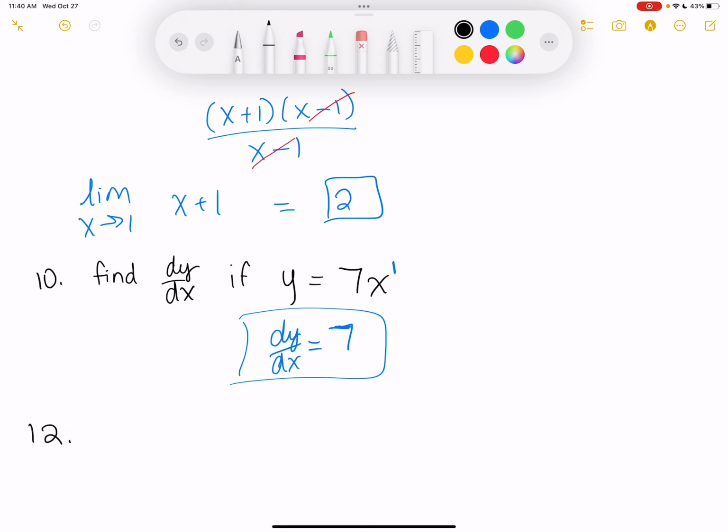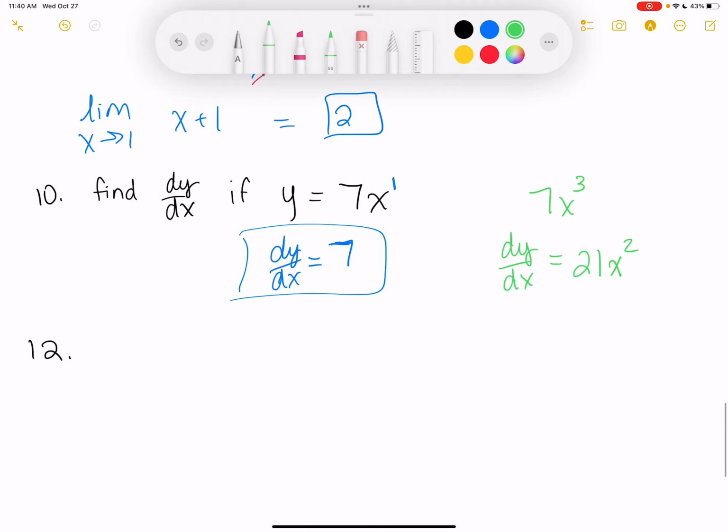So you take the coefficient, multiply by the exponent, and then subtract 1 from the exponent. So if this was instead 7x cubed, dy dx would be equal to 3 times 7, so 21, and then you subtract 1 from the exponent. So that would be your derivative of that one. So it's actually really, really easy. It's probably one of the easiest things we'll do all year. It's just getting used to doing the multiplication and then the subtraction, which is a little bit of an adjustment.